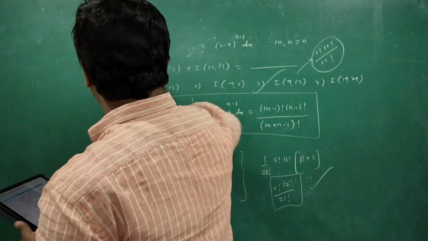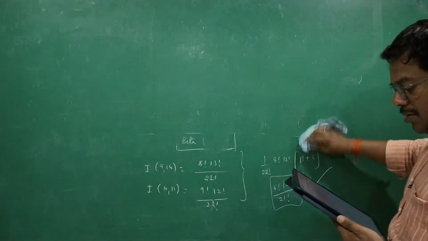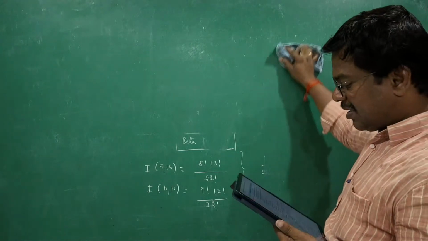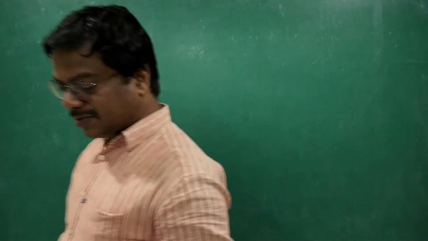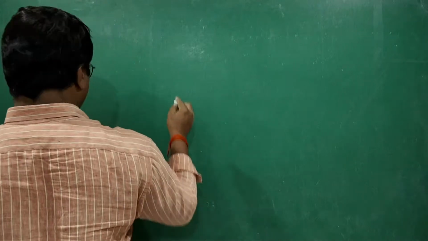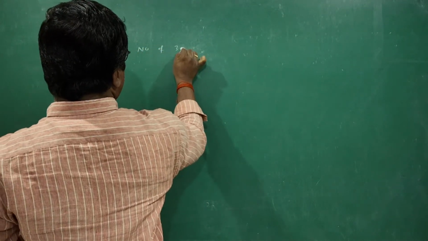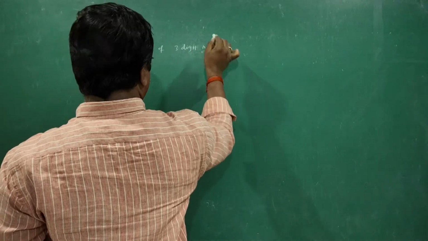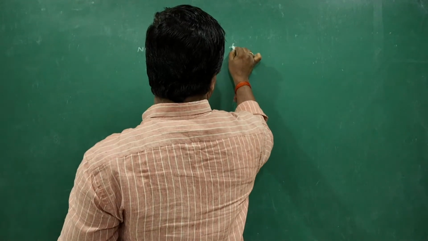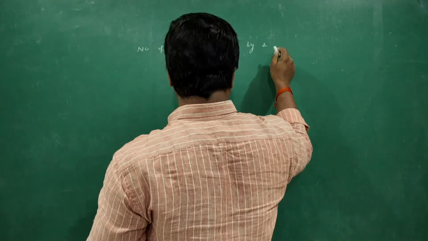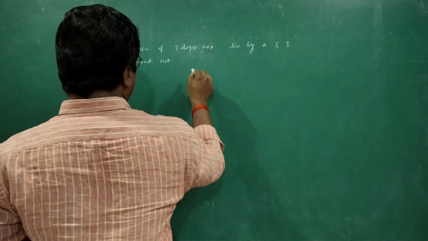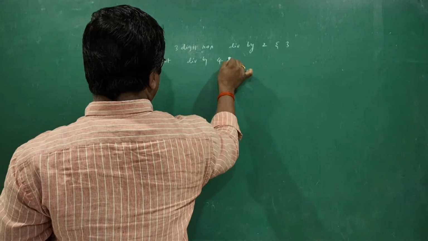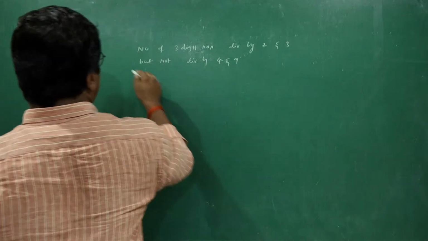A question from permutations and combinations. Number of 3-digit numbers which are divisible by 2 and 3 but not divisible by 4 and 9. The question is: number of 3-digit numbers divisible by 2 and 3 but not divisible by 4 and 9 is given. This is the question.